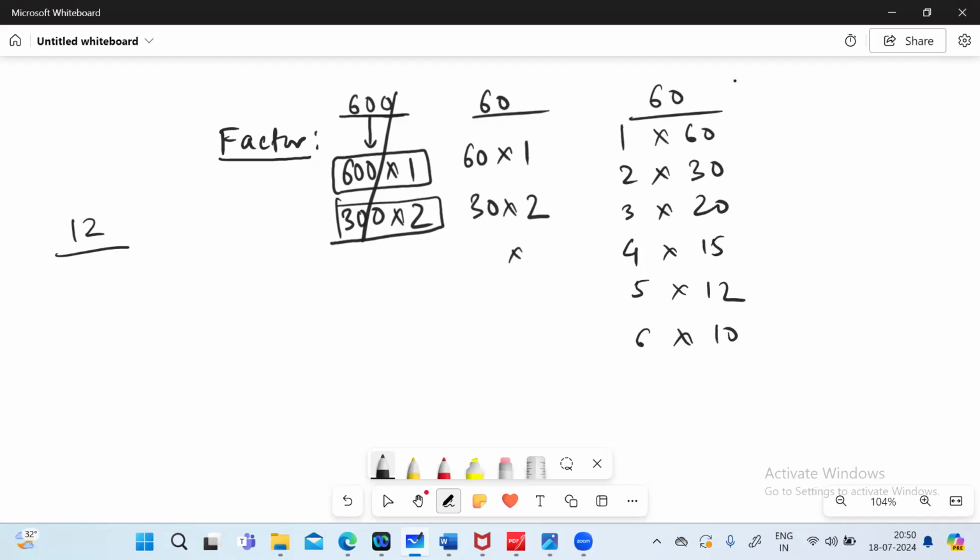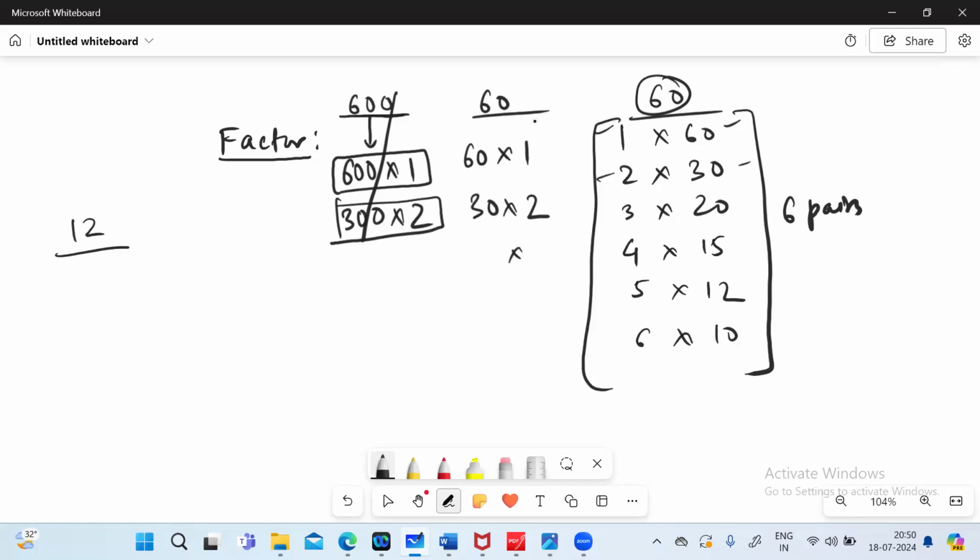So there are a few things to observe here: every factor has its complementary factor, and by multiplying with that, you will get the original number n. So 60 has a factor of 60 only if 1 is also a factor of 60. 60 has a factor of 30 if 2 is also a factor, because 2 into 30. So how many factors are there in here? We have 6 pairs. That means 6 into 2, 12 factors. So I'll not just cover LCM and HCF, I'll also be covering some of the other important parts of numbers.